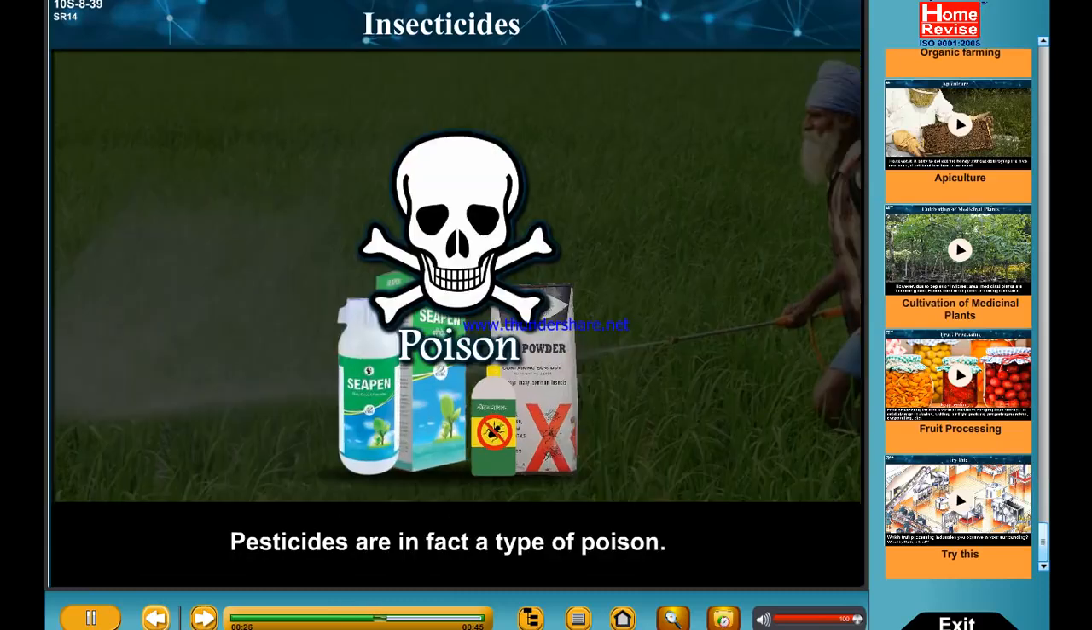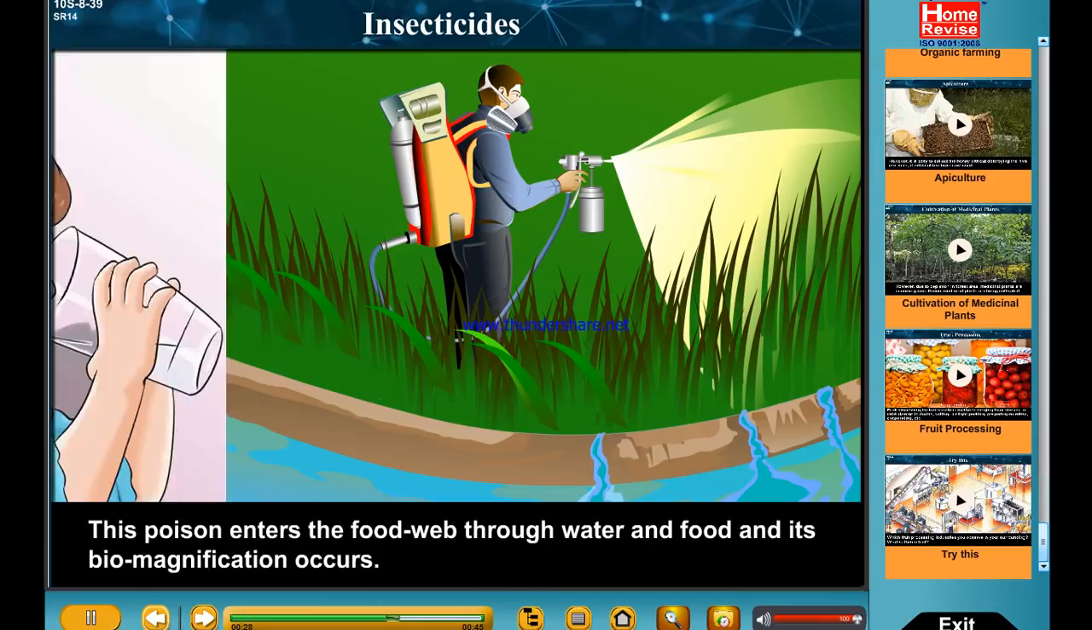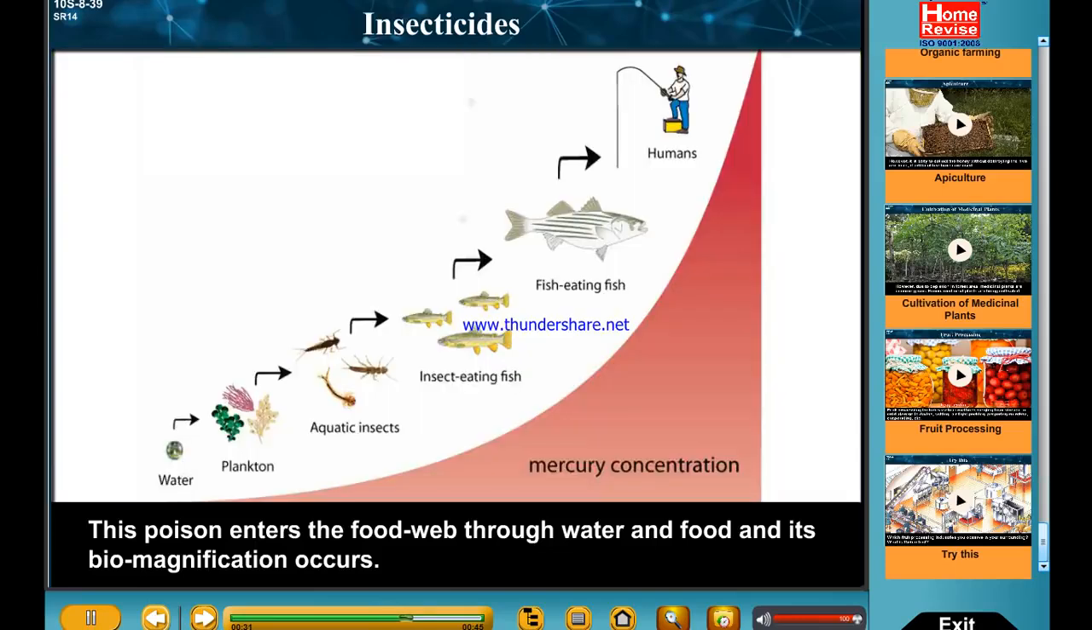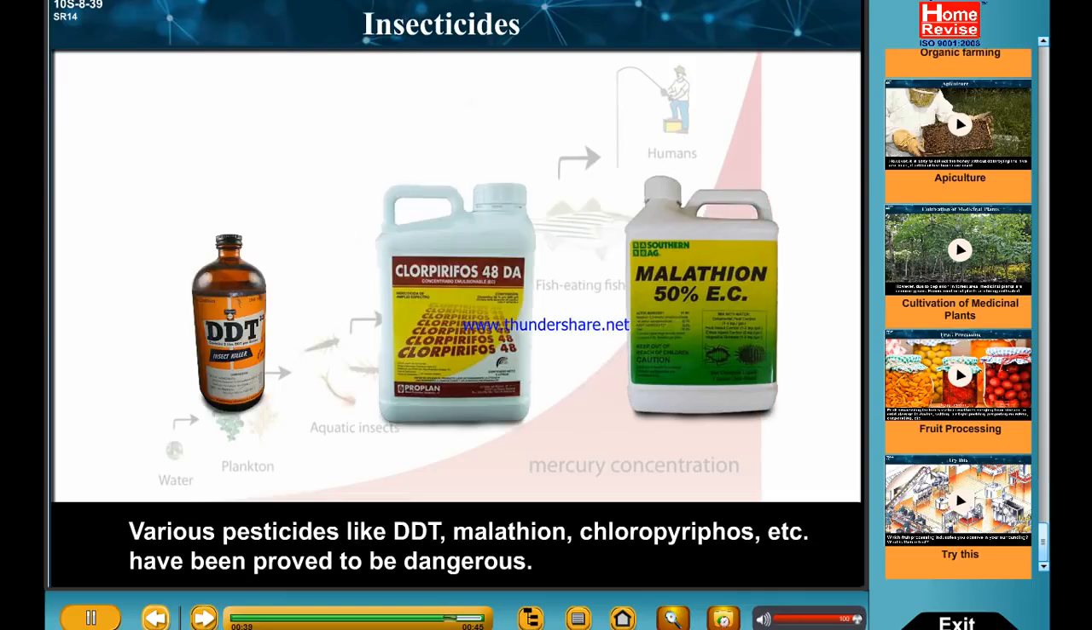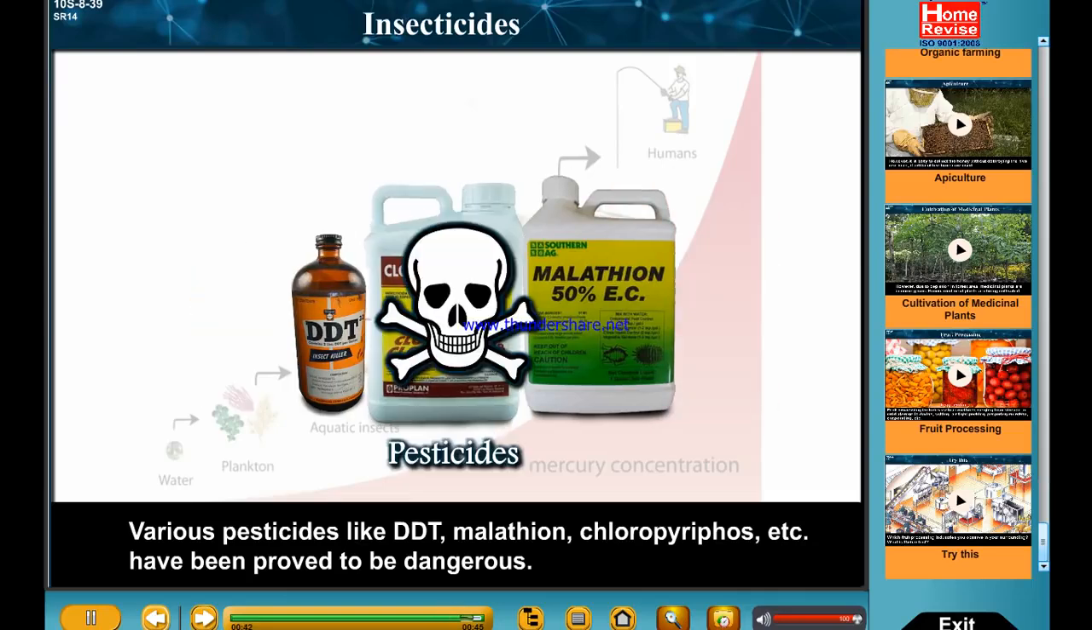This poison enters the food web through water and food, and its biomagnification occurs. Various pesticides like DDT, malathion, chlorpyrifos, etc. have been proved to be dangerous.